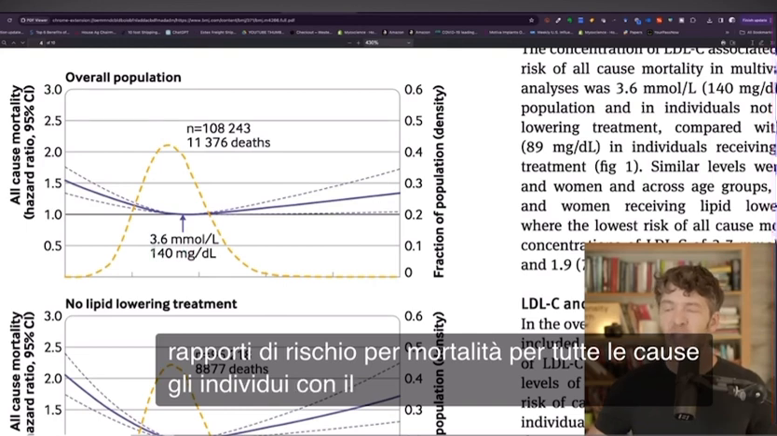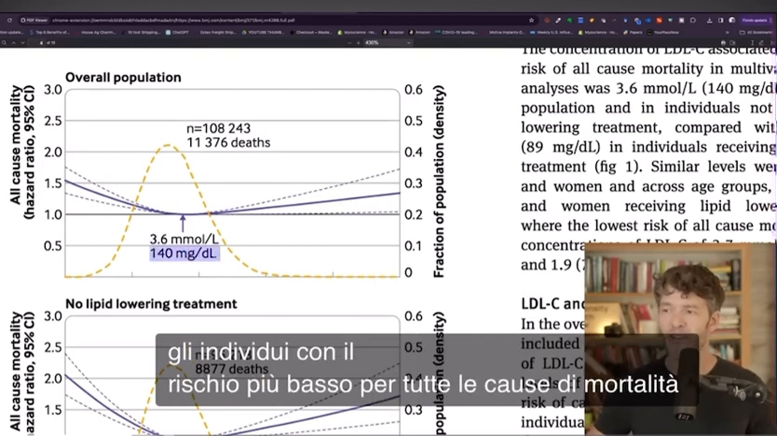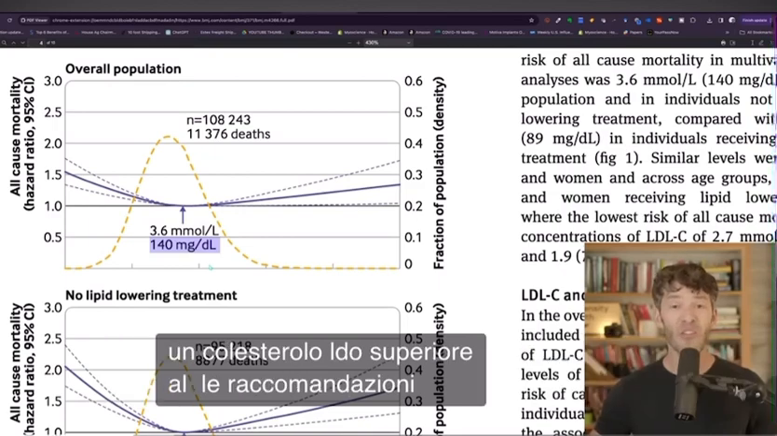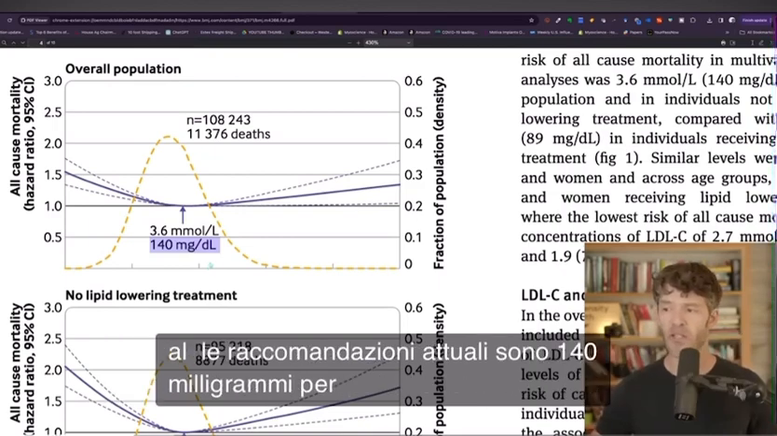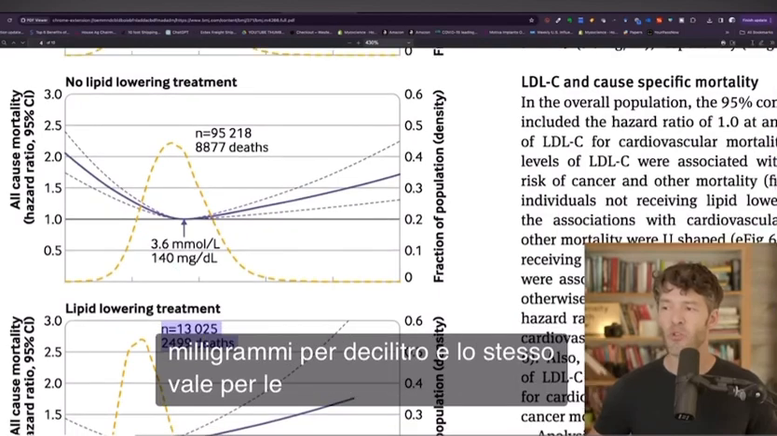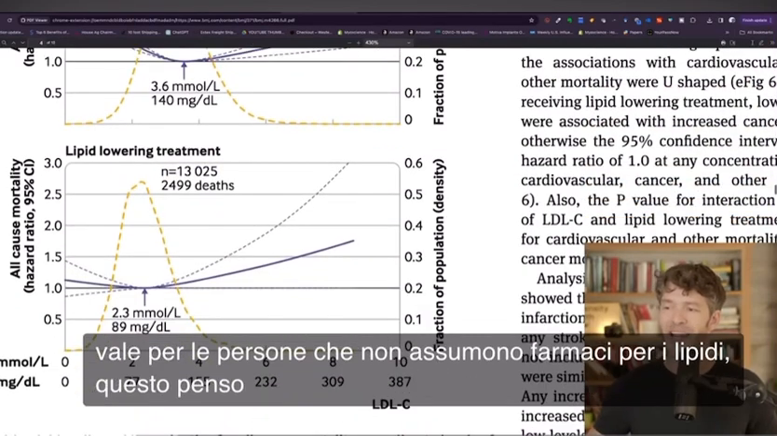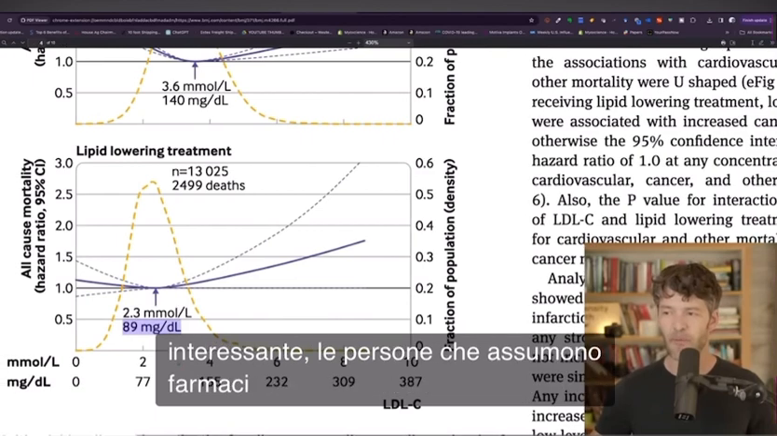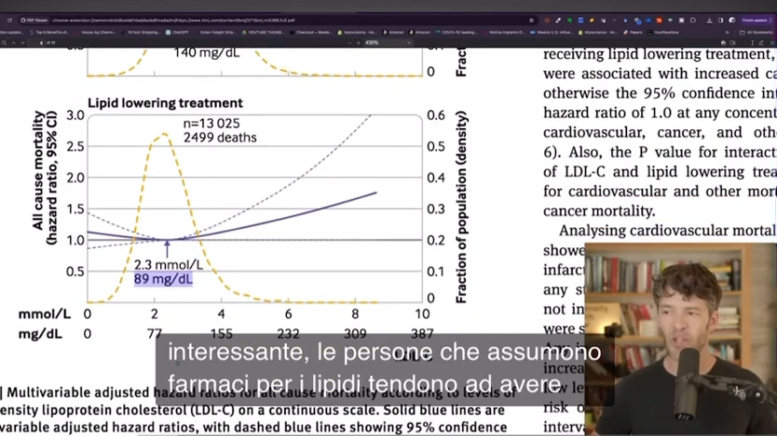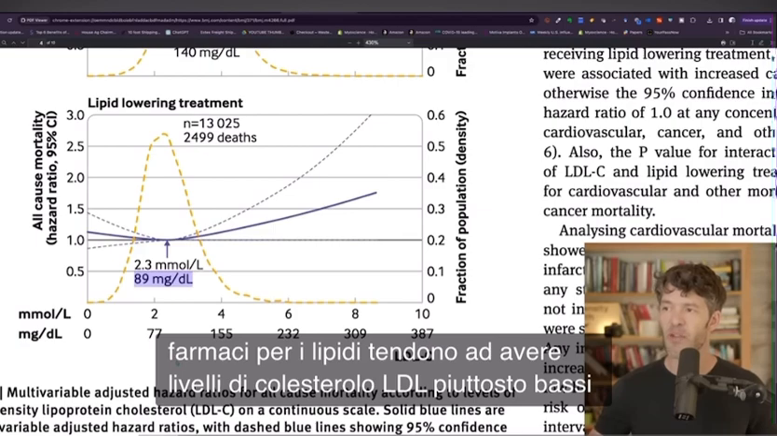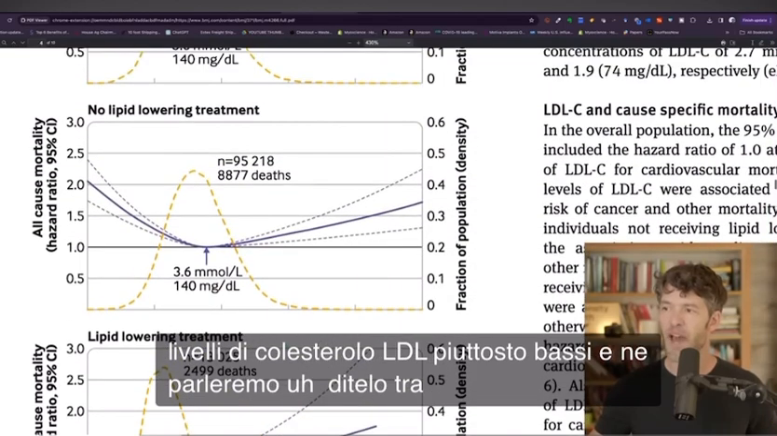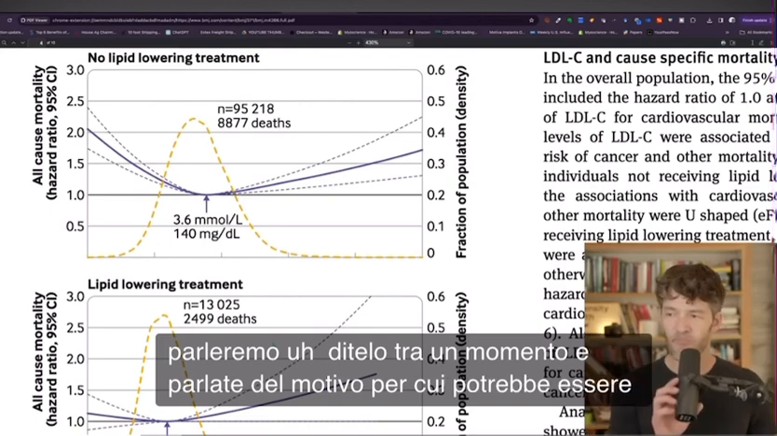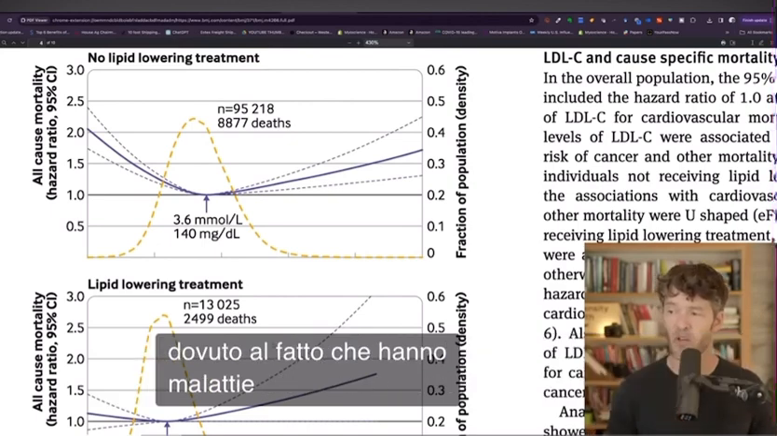The individuals with the lowest risk for all-cause mortality had an LDL cholesterol that is higher than the current recommendations, 140 milligrams per deciliter. And the same holds true for people not on lipid-lowering medication. This, I think, is quite interesting. The people that are on lipid-lowering medication tend to have pretty low LDL cholesterol levels. And we'll talk about that in just a moment, talk about why that might be. Probably because they have pre-existing cardiovascular disease.